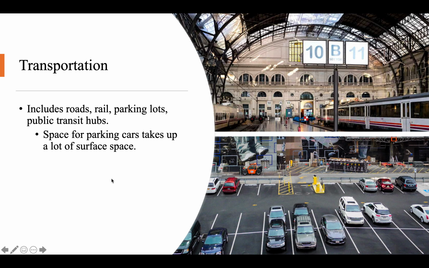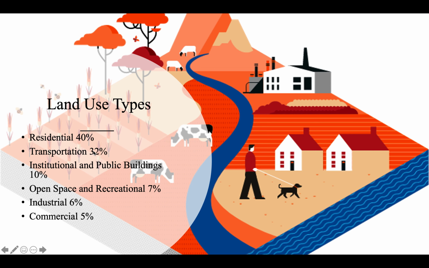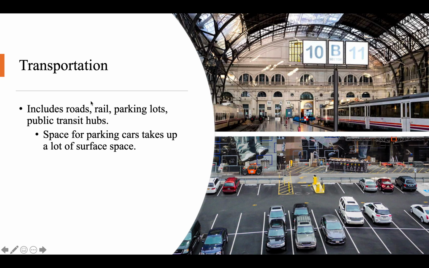So moving on to transportation, this includes roads, rail, and parking lots. Looking back over here, you may think, 32% of land, that's a lot of land for roads. But when you consider the space that cars take up to store, it paints a better picture of what's happening. Transportation land does also include parking lots. That's an important consideration when you're planning your own city. And it also includes public transit hubs like bus stations and train stations and things like that.